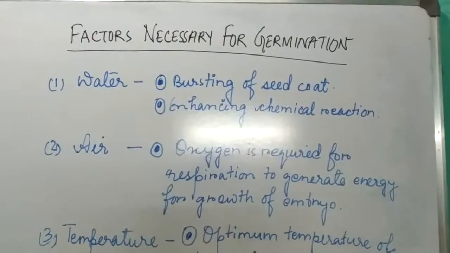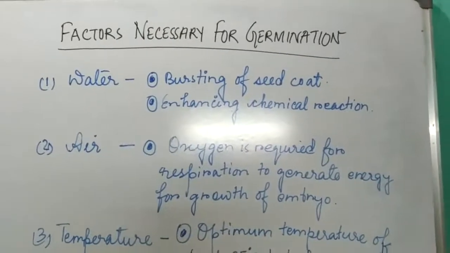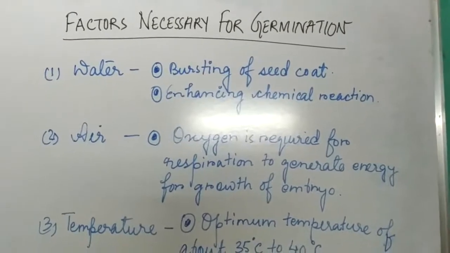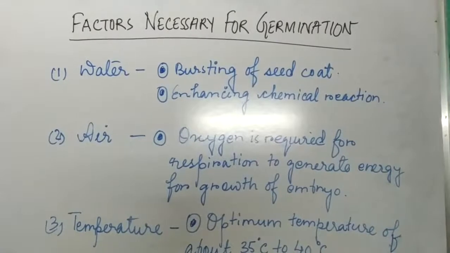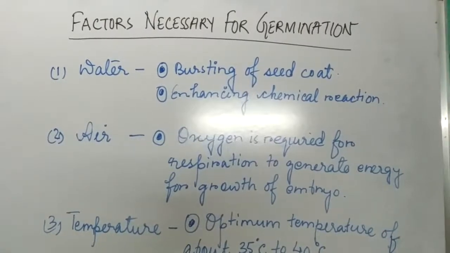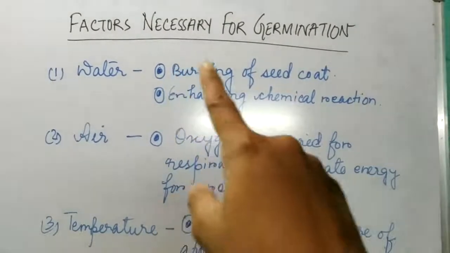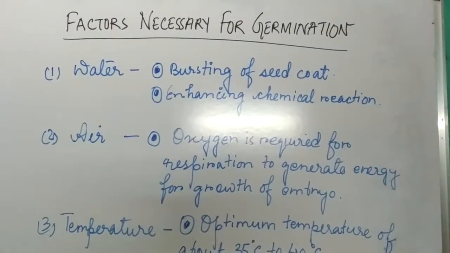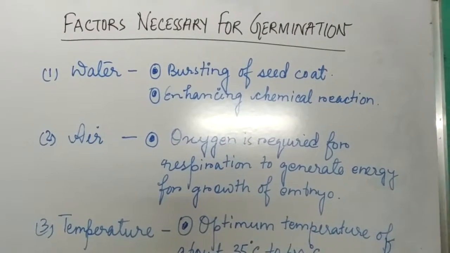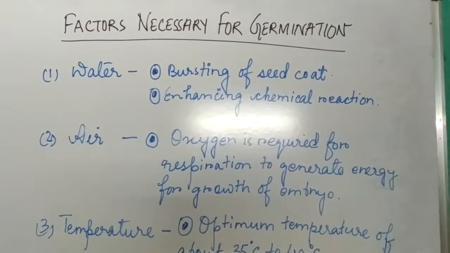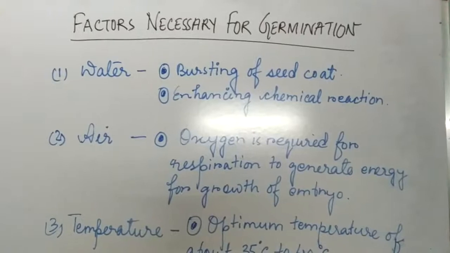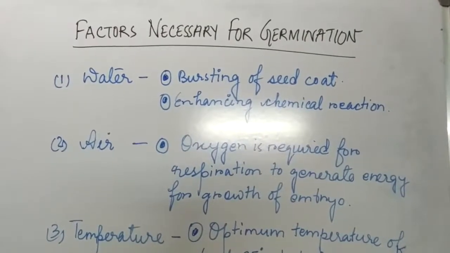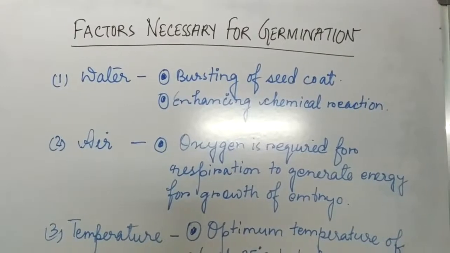Now let us learn about the factors necessary for germination. The factors are firstly water. Now water, as I said, will be entering through the micropyle, and what will it do? It will burst the seed coat, and also it will enhance the chemical reactions that will be taking place inside the seed, so that it leads to the development of the seedling from the embryo.